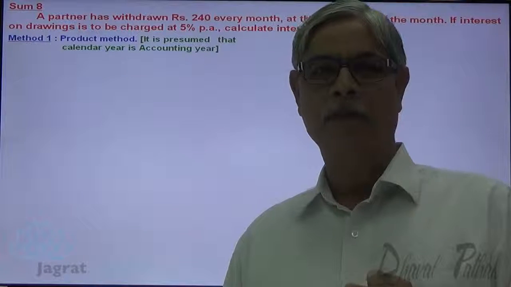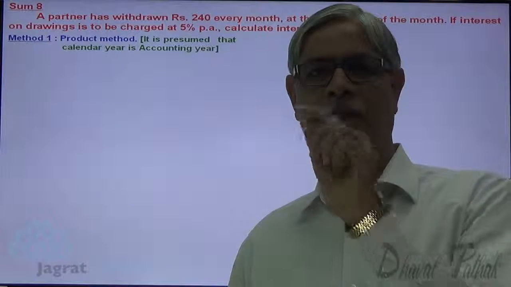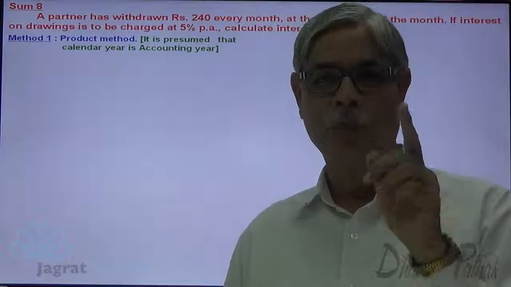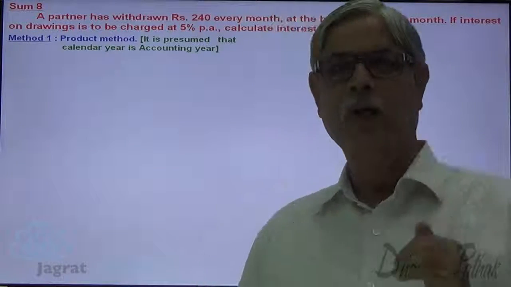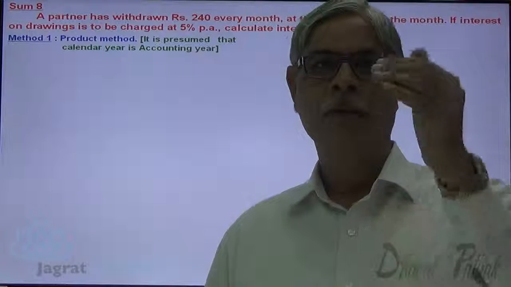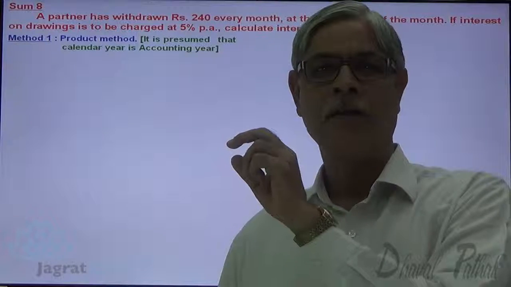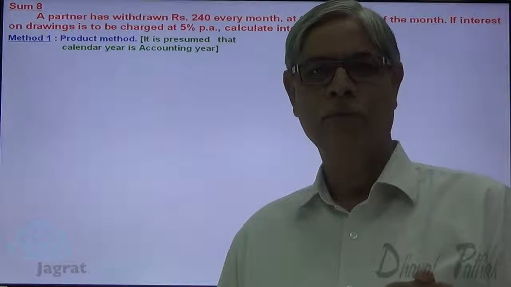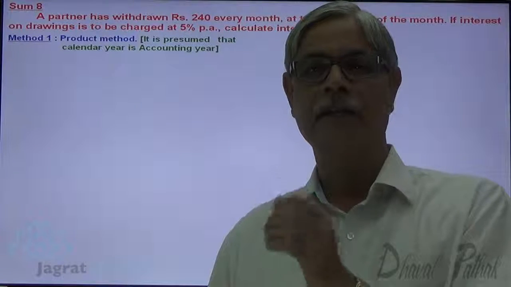In case of product method, the amount drawn is multiplied with the period for which interest is to be charged. So we get a product of amount and the period. Now for the next drawing also, amount drawn multiplied by period for interest. Then third withdrawal, amount multiplied by period for which interest is to be calculated. So whatever the number of drawings are made, all those drawings are multiplied with the period for which interest needs to be calculated.